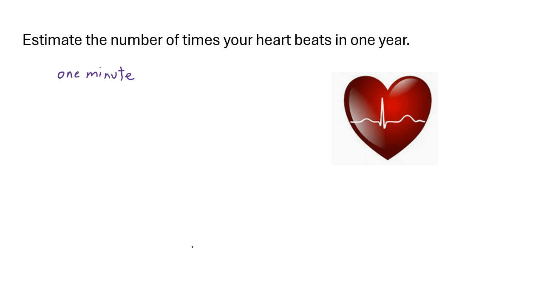Now I want you to actually do this. We're actually going to do the estimation, so it's going to be a little bit different for everybody. If we start with 1 minute, then we can scale that up and estimate the number of heartbeats in a year. So pause the video and go take a quick little walk around the room and then count the number of times your heart beats in 1 minute.